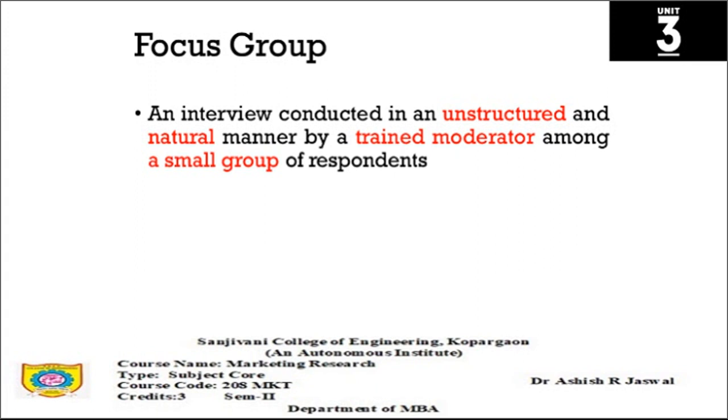Focus group is nothing but a small group of respondents. From them, information is collected in an interview which is unstructured, carried out in a natural manner, and this entire process is usually carried out by a trained moderator who tries to collect the information in a specified way. One who gets information and is aware of how he is going to take the information can be termed as a trained moderator.